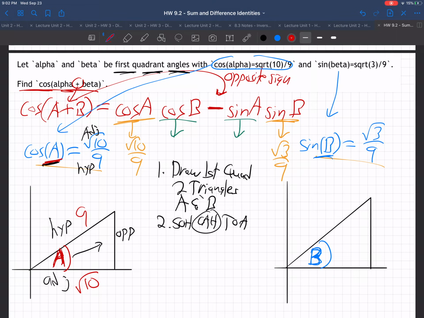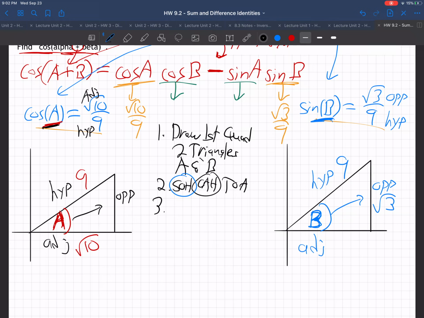And then in the blue triangle, here is again the opposite side and the adjacent side and the hypotenuse. And what does it say? It says for sine, opposite over hypotenuse. For angle B, the sine is opposite over hypotenuse. So the root 3 is opposite and the 9 is hypotenuse. So notice we have two parts of each of those triangles. We're missing one side in both triangles.